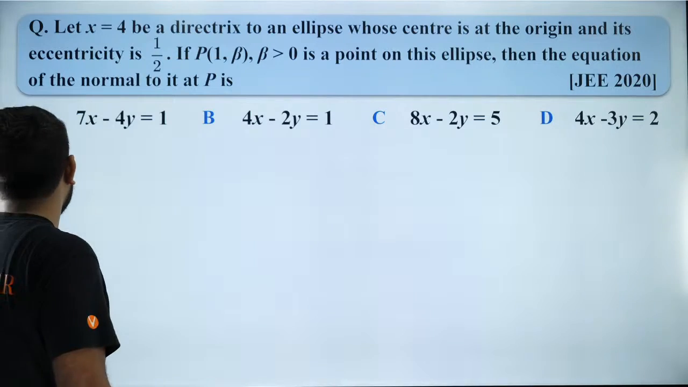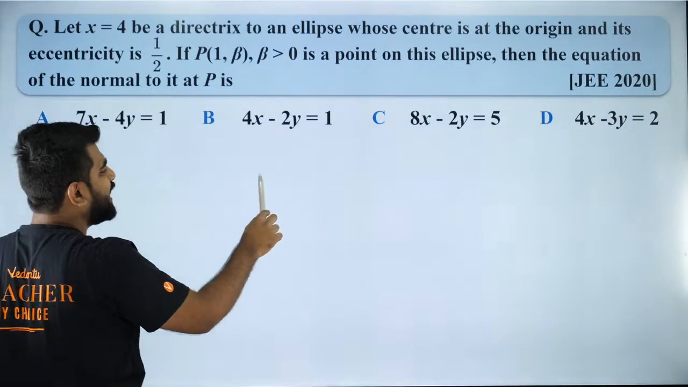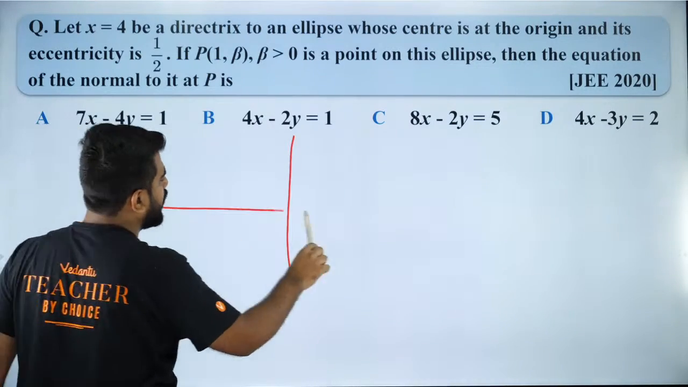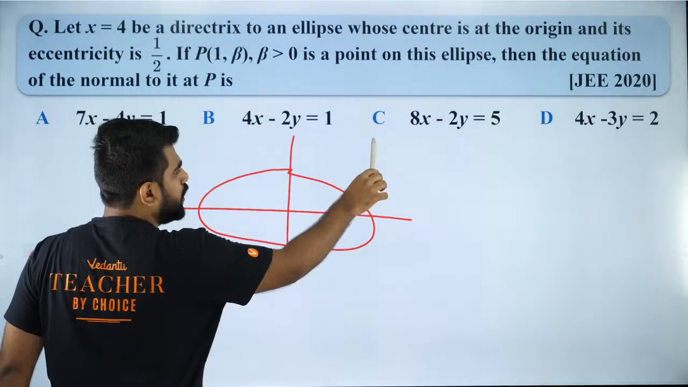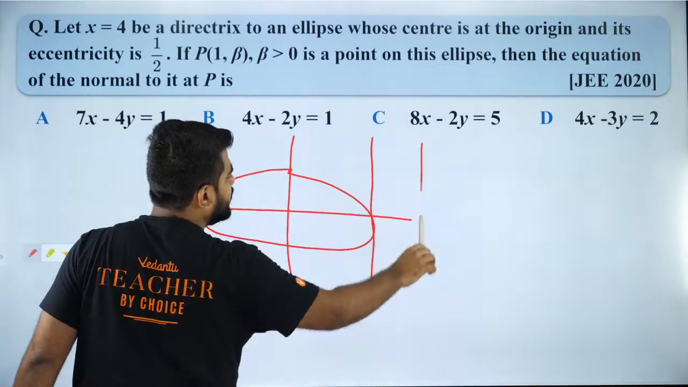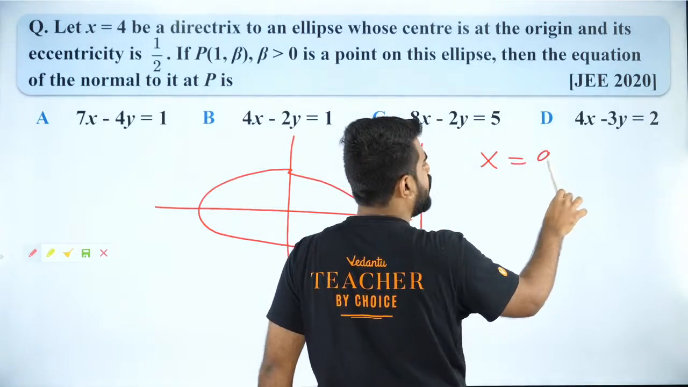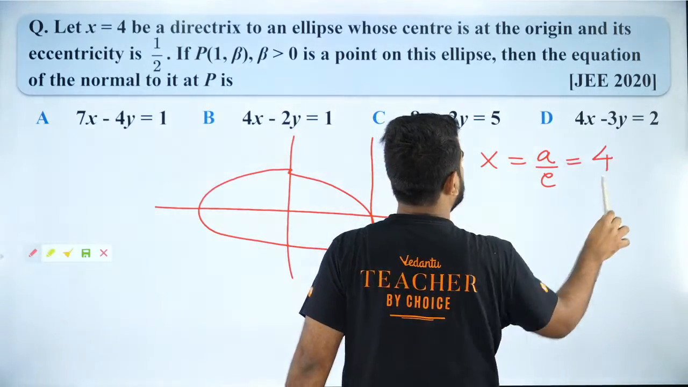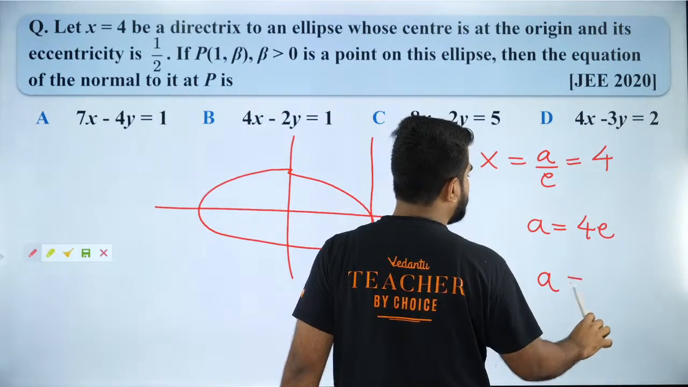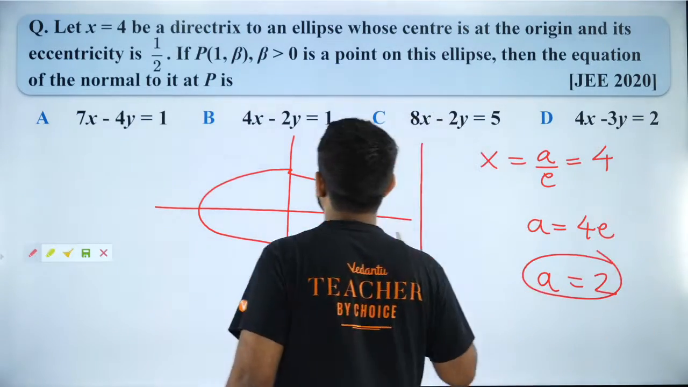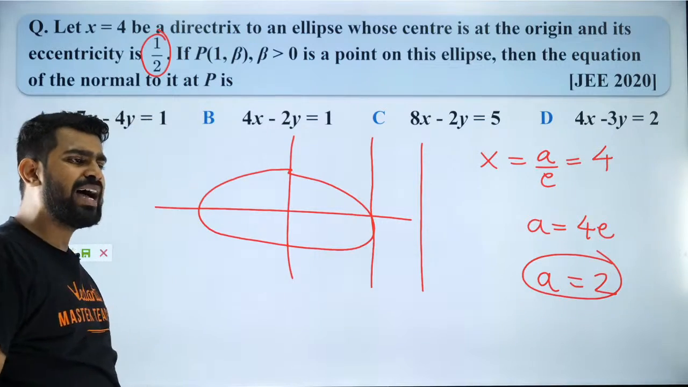So what is the directrix? X equal to 4, and the center is at the origin. So can I say the ellipse will be a horizontally elongated one? The directrix is nothing but x equal to a by e, and that is equal to 4. So a is equal to 4e, and I know e is equal to half. So a is equal to 2. Why is e equal to half? Because it is given in the question. Are you all clear with that?